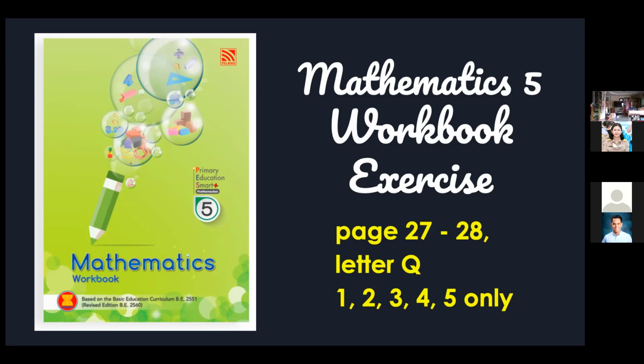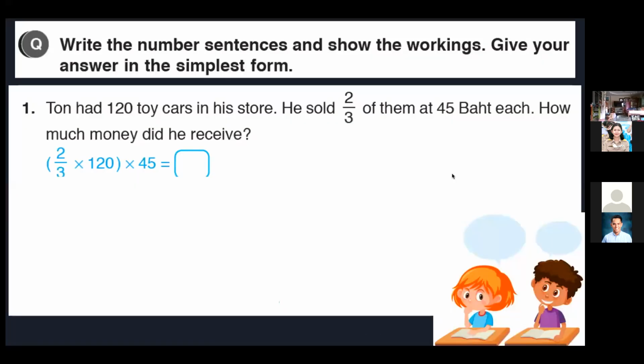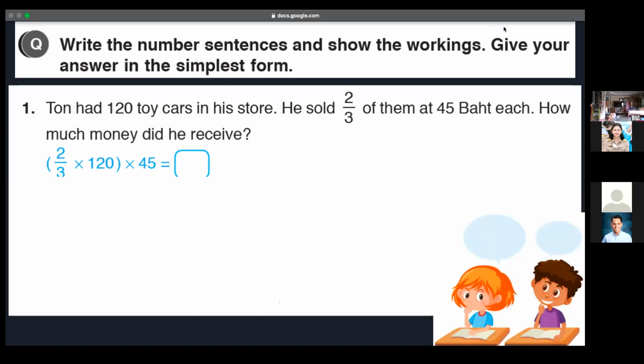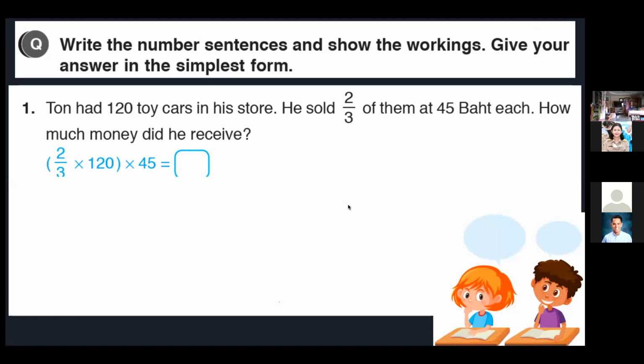Okay, so I think we can start now. We go to number 1. Write the number sentences. I already wrote the number sentences. You will just continue. Show the workings. Give your answer in the simplest form. Okay, number 1. Ton had 120 toy cars in his store. He sold 2/3 of them at 45 baht each. How much money did he receive?